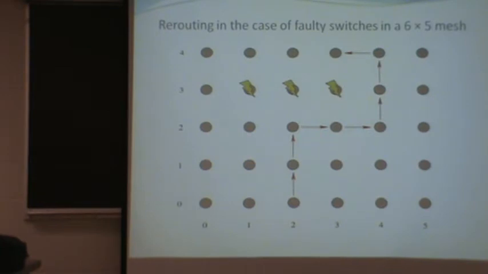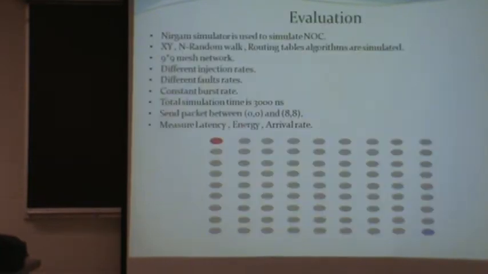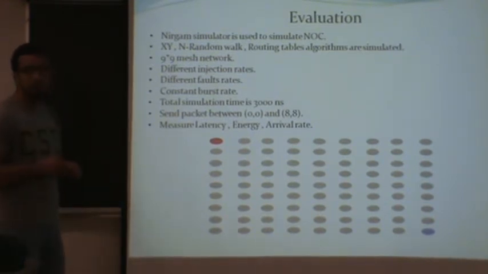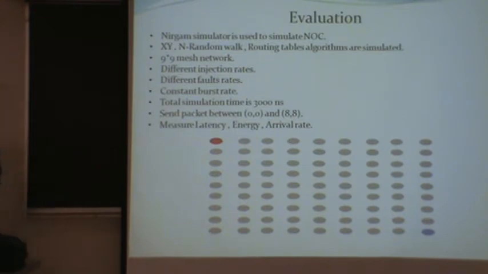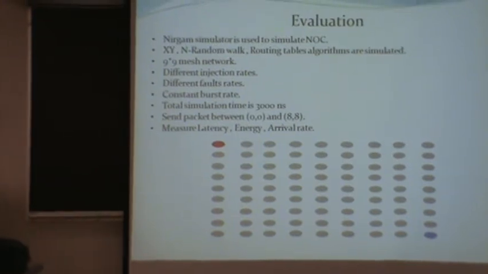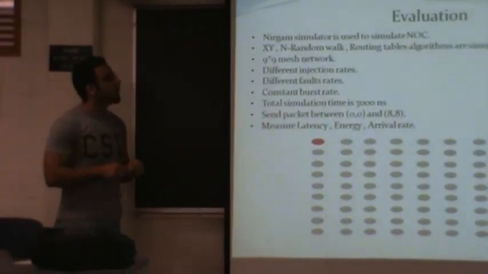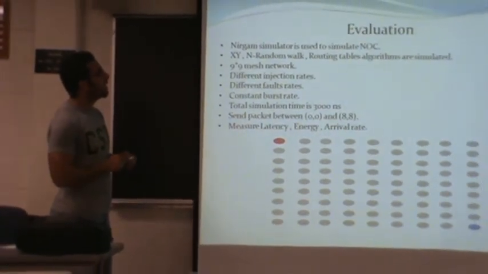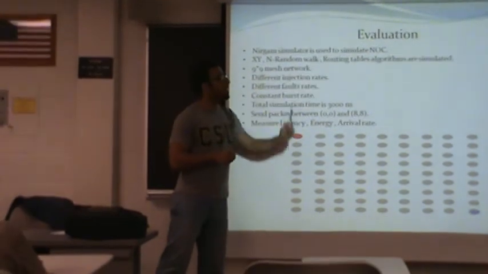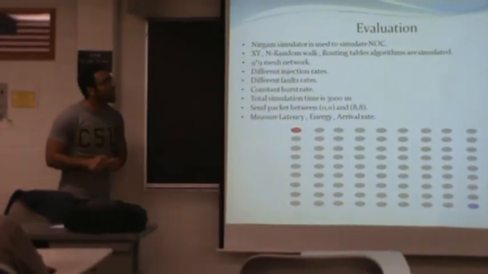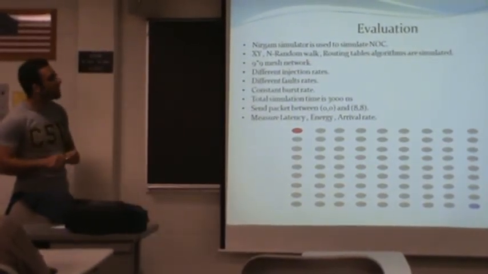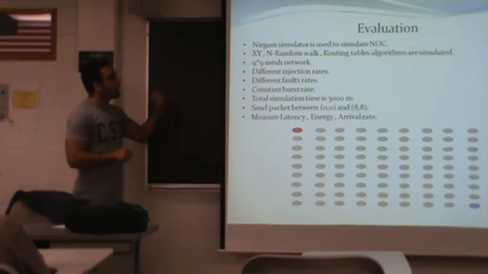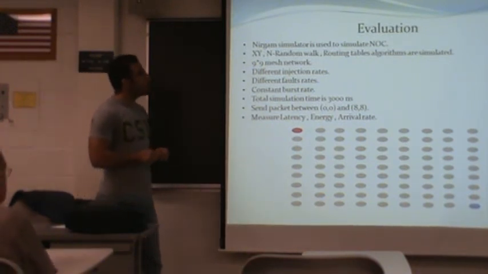I'm sorry that I'm running really quick, but I'm also running out of time. For our evaluation here, I used a NORGM simulator to simulate a network on chip. It's a cycle accurate simulator designed using SystemC. I implemented the XY, N random walk, and excuse my typo here, I did negative first instead of the random tables algorithm, the routing tables algorithm. I used a 9x9 mesh network.